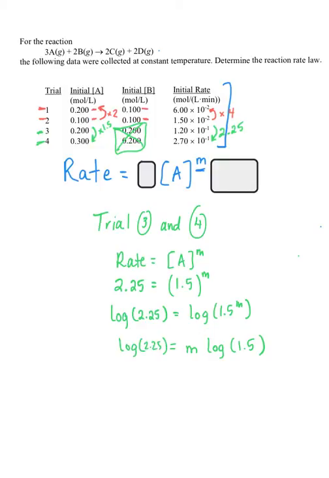Our equation simplifies like this. To solve for m, we divide the log of 2.25 by the log of 1.5. And if we punch all that into our calculator, we still get precisely 2. No matter which set of data we look at, so long as the concentration of B is held constant, we can say that the exponent sensitivity for changing concentration of A must always be 2.